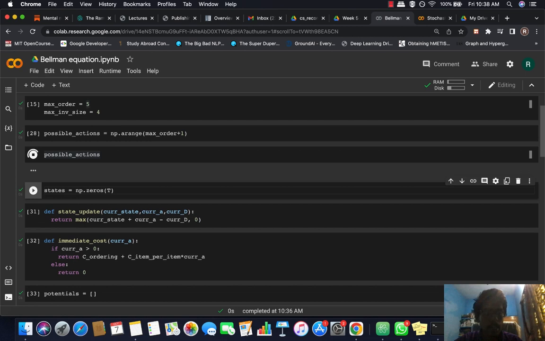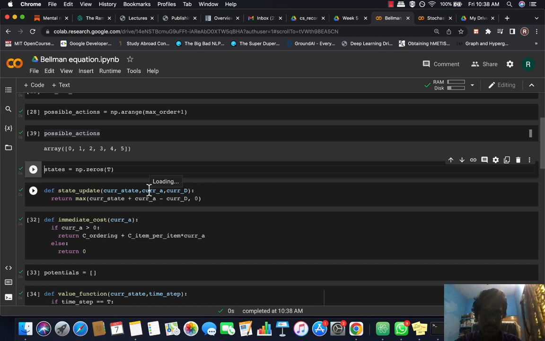So let's say we are in a current state, and we are making an action for a specific demand. Then the next state is going to be the max of the current state plus action, which is the total value, minus the demand, or 0. Since there is a constraint that the demand must always be met, this is the state update equation.